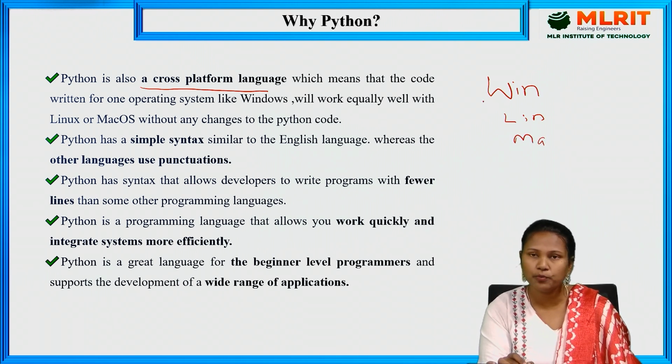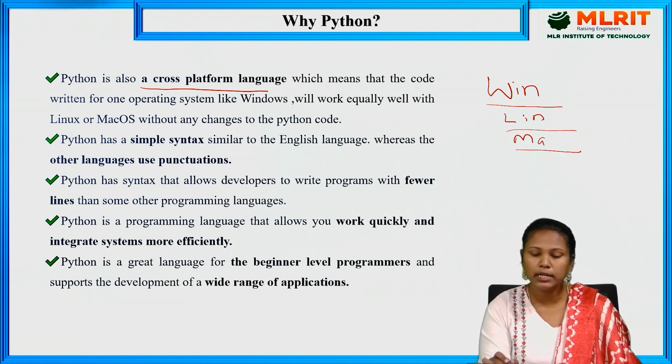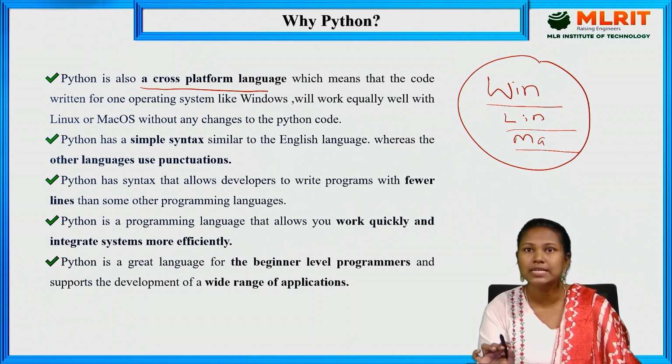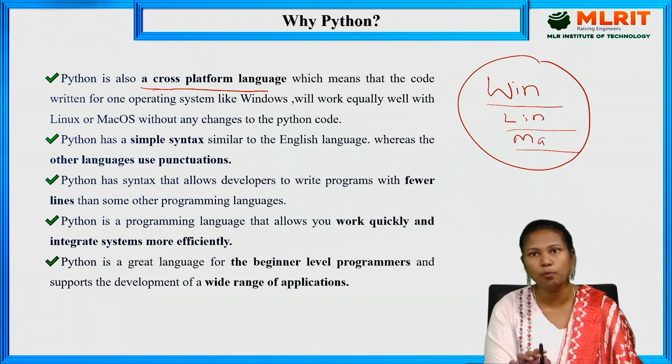For example, if you write code in the Windows operating system and it is executed, the same code will run in Linux OS and Mac OS also, because it is a cross-platform language. There is no need to change a single line of code. That's why we call it a cross-platform language.